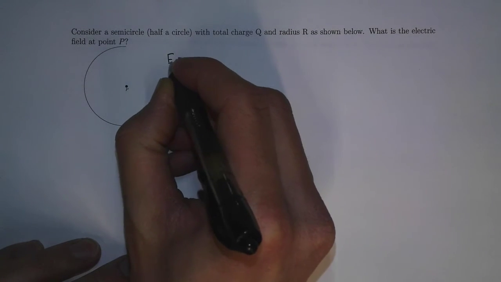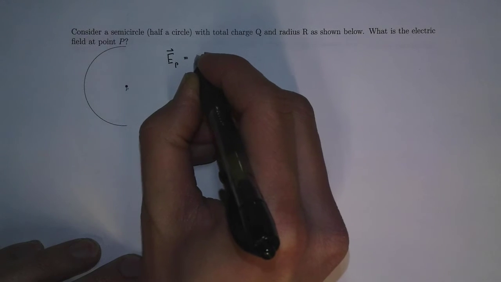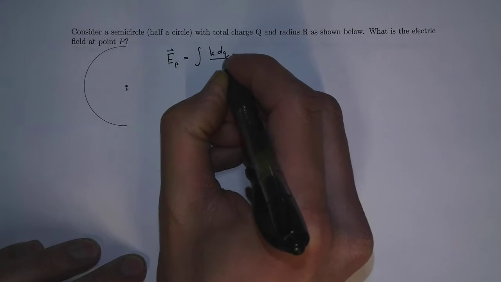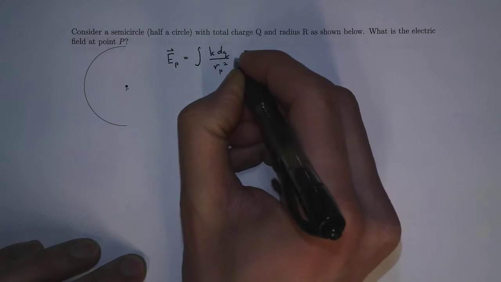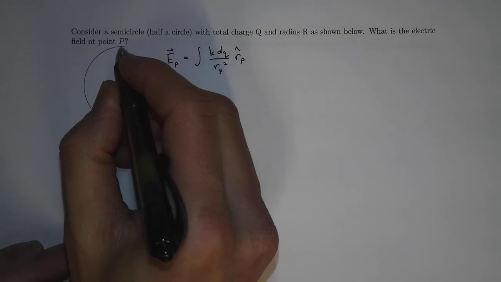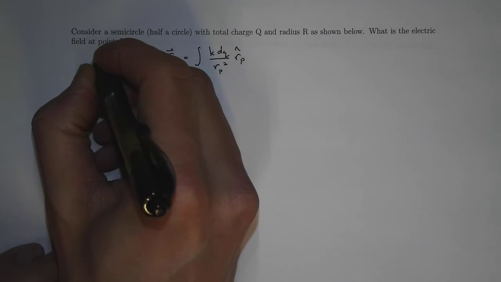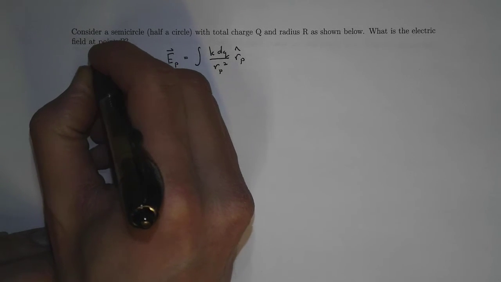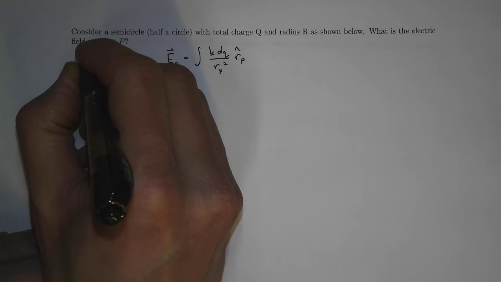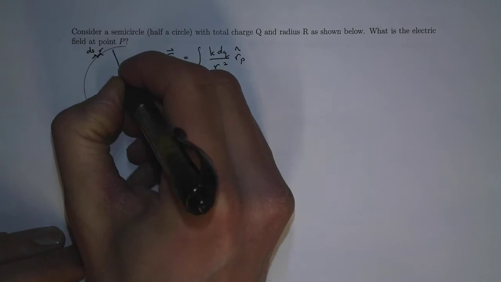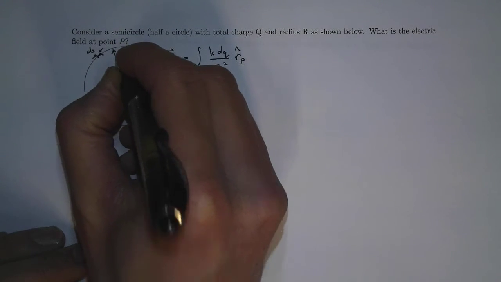which is the electric field at a point P, equal to the integral of k, the Coulomb constant, dq over r_P squared, r_P hat. Right. Okay, well, let's just consider this very simply now. This is a uniform charge q, so let's consider an arbitrary point here. This has a certain length of ds. That's the arc length, and the radius of this thing is going to be capital R.